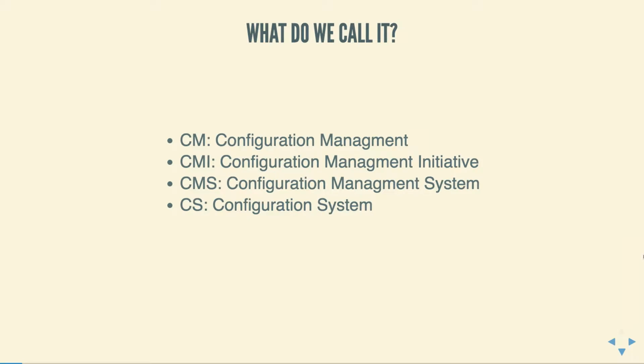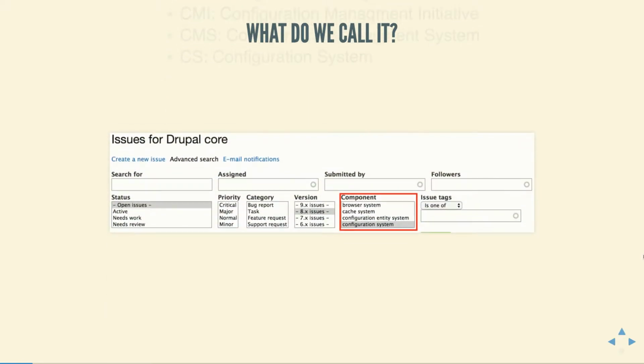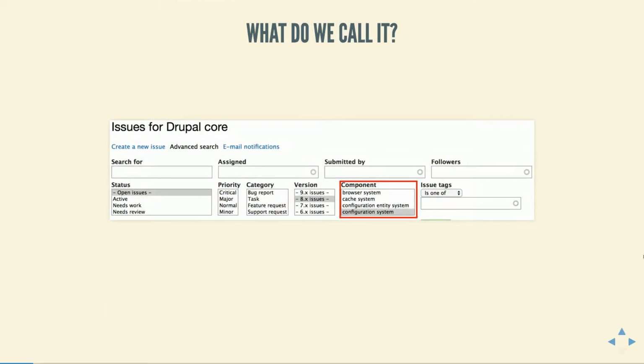Next we have Configuration Management System. I prefer to call it that, although it has the unfortunate coincidence of having the exact same abbreviation as Content Management System. So yeah, we probably shouldn't use that, it's confusing. Configuration System, CS. I think that's the most proper way to call it, mostly because that's what the core issue key refers to it as. So that seems to be a canonical source of naming convention there.